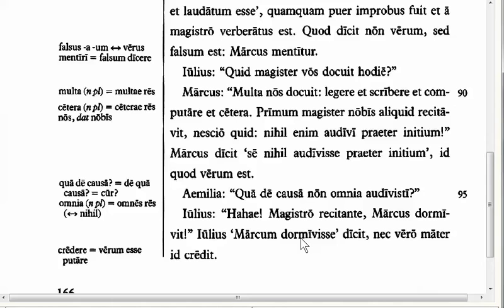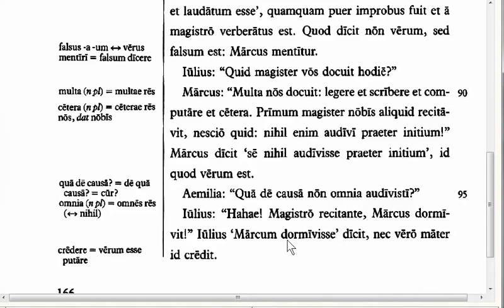Compare it to the present, which is dormire, to sleep. So dormire, to sleep, dormivisse, to have slept. But we don't translate it that way here. Why? Because we're in indirect speech again, accusative subject and infinitive verb. So Julius says that Marcus slept. Marcus subject, dormivisse, verb.